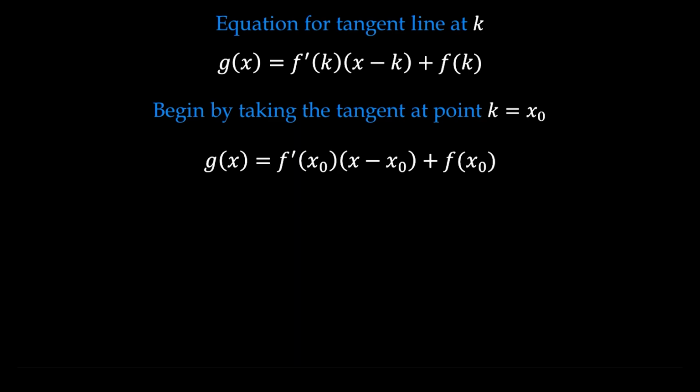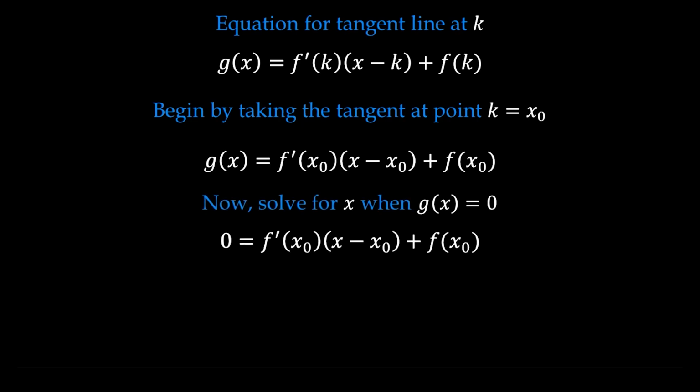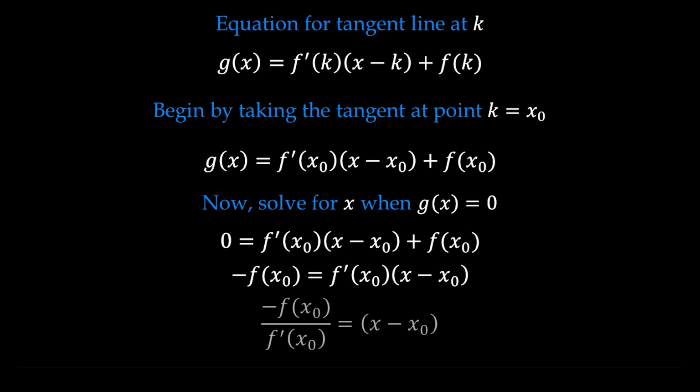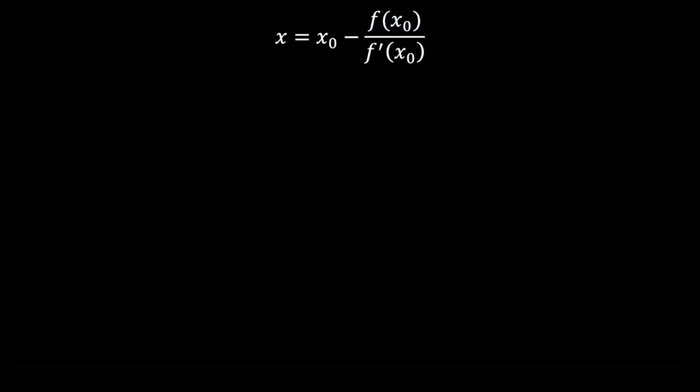Now, we need to find a way to determine where this line crosses the x-axis. To do this, recall that the x-axis is where the y-axis is constantly 0. So to find this point x, we need our line to have the output of 0, which is why we're setting g of x equal to 0. Next, we do some algebra and subtract f of x0 from both sides. Then we need to divide by f prime of x0 to further isolate the x. Lastly, we add x0 to both sides, and for convenience, we flip the equation so x is on the left.